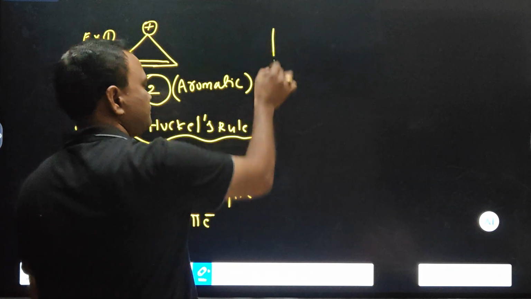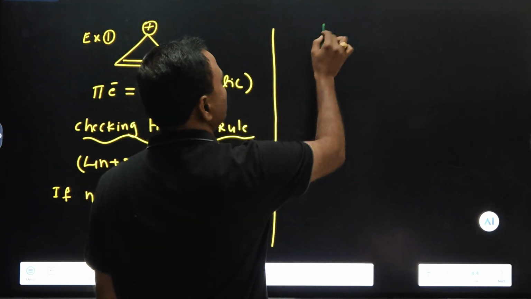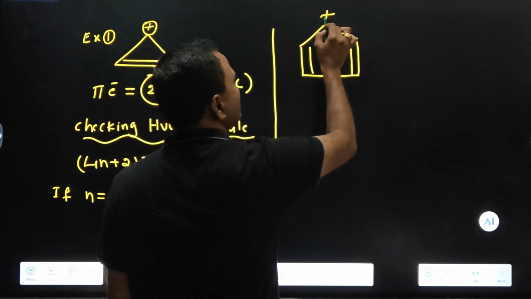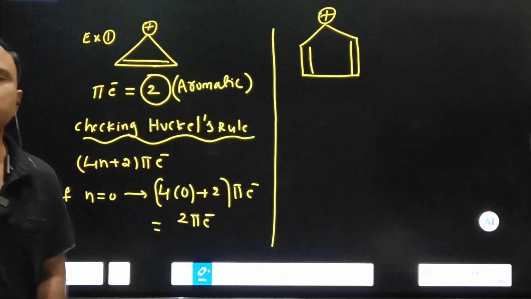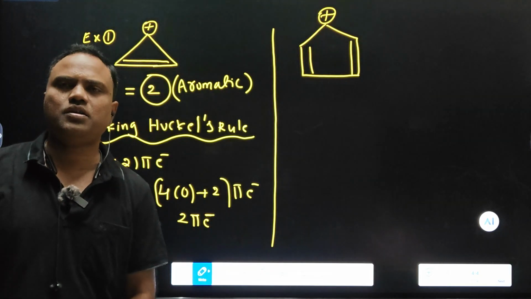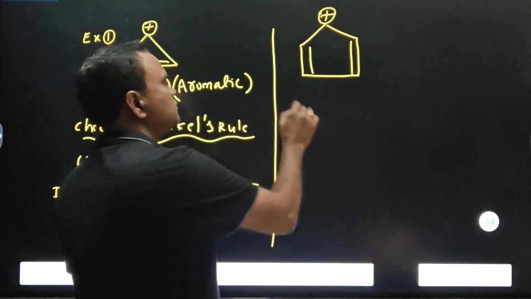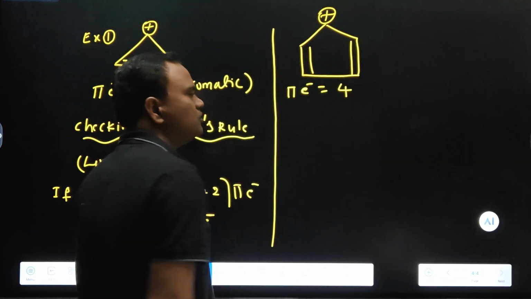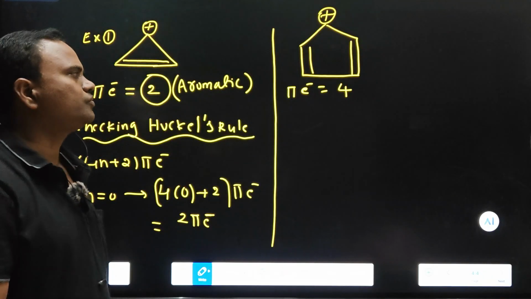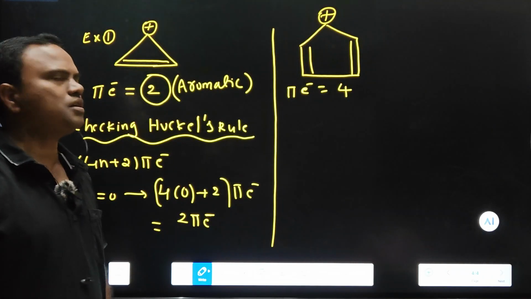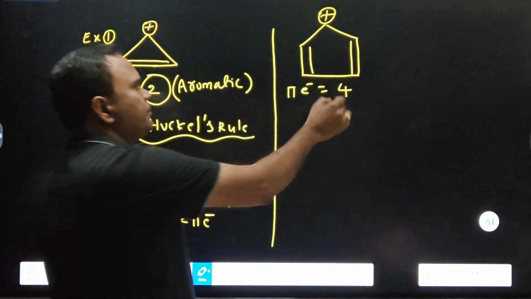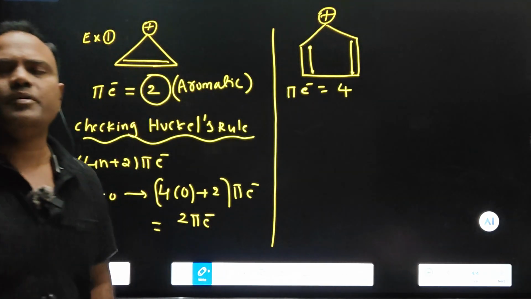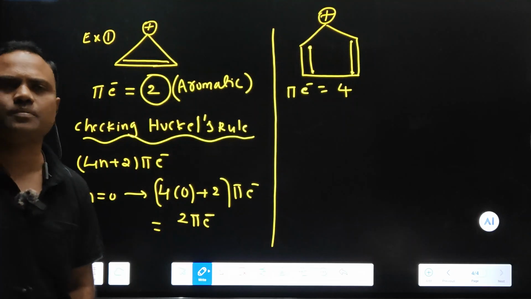Now look at this another example. First tell me the pi electrons. How many pi electrons are present here? 4. We wrote the pi electrons in the given structure. 2 pi bonds are present: 1, 2, 3, 4. So 4 pi electrons are present.